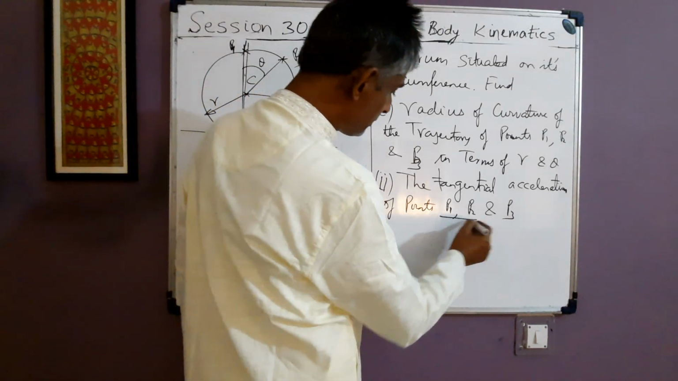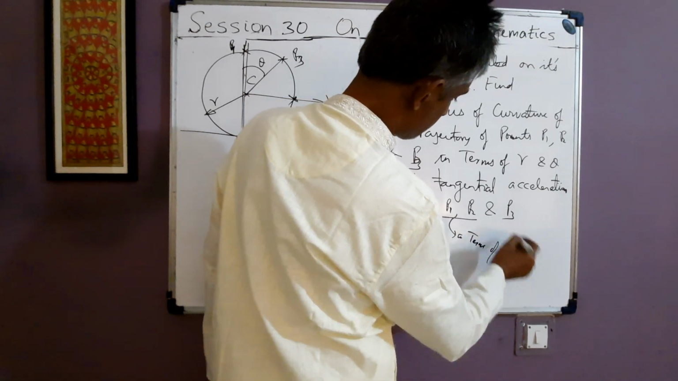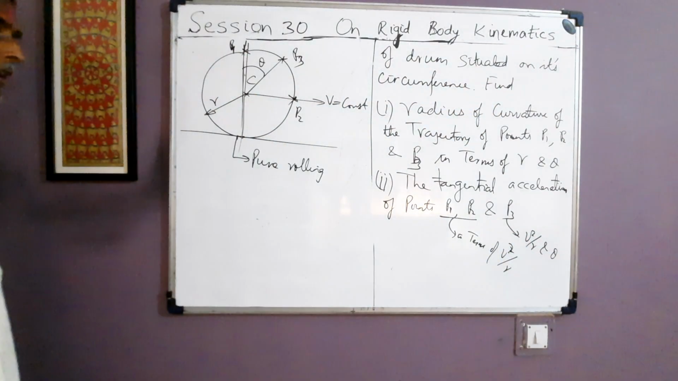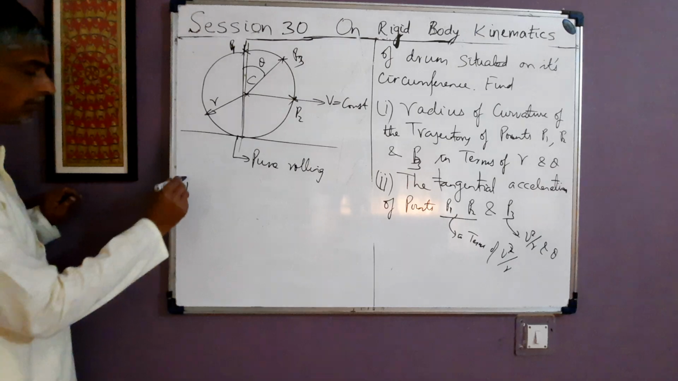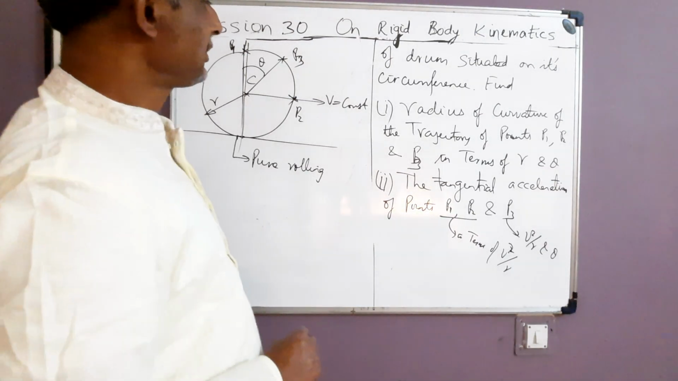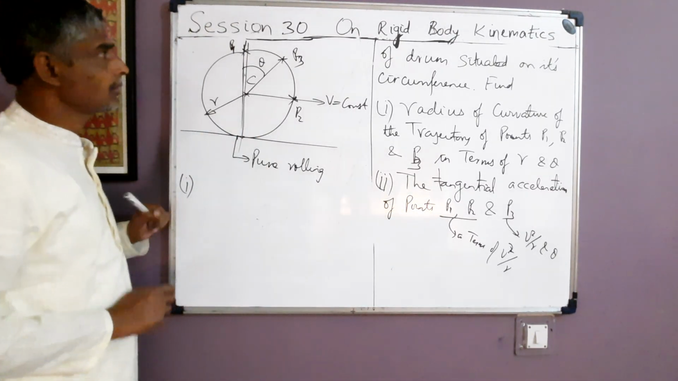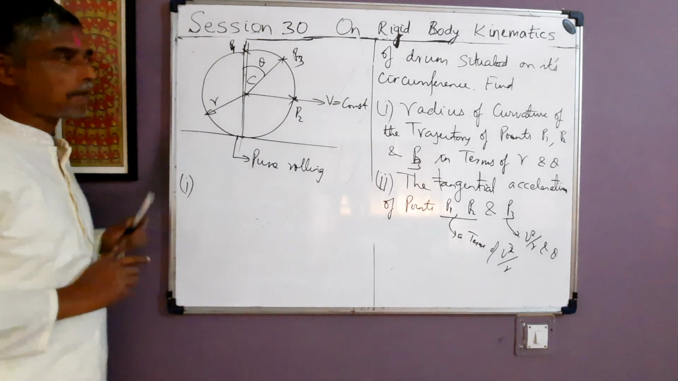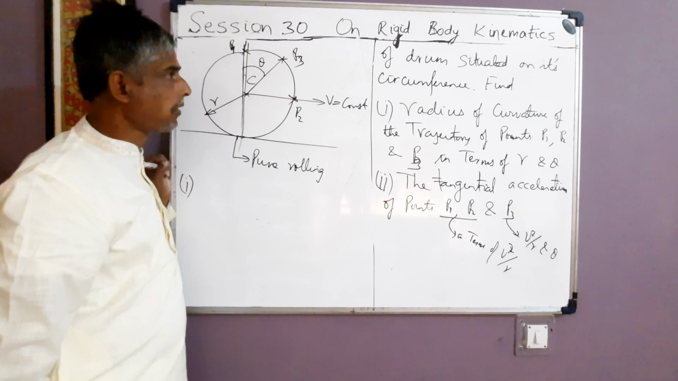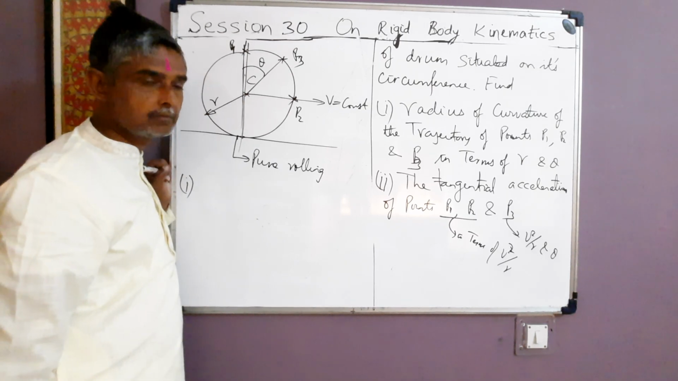The tangential acceleration of P1 and P2 is to be in terms of v square by R, and that of P3 should be in terms of v square by R and theta. Now, first we have to find the radius of curvature of the trajectory of the points P1, P2 and P3 at the given instant. First we determine P1. Now how do we proceed? That is the main question.